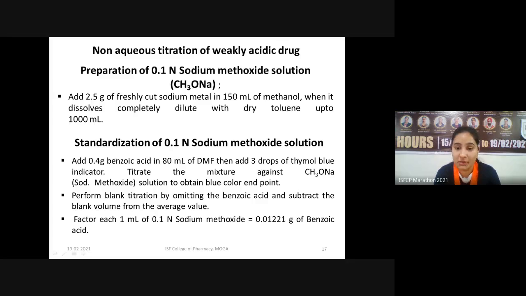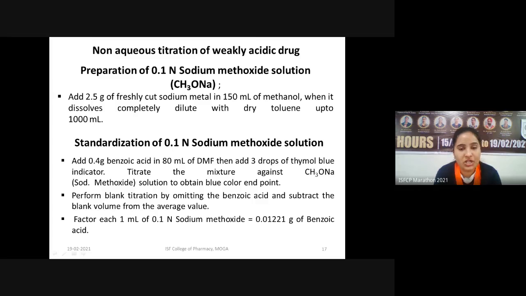with the addition of indicator, that is thymol blue. 3 drops of indicator will be added. Then we will be titrating the mixture. We will titrate the mixture against sodium methoxide solution to obtain the blue end point. This is the first main titration.